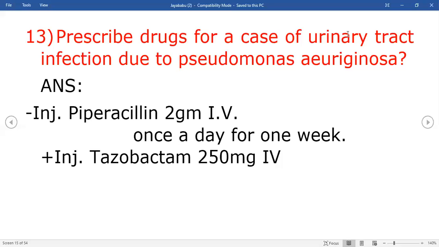Right. So now prescribe drugs for a case of urinary tract infection due to Pseudomonas aeruginosa. So the answer is injection Piperacillin 2 grams IV once a day for 1 week, plus injection Tazobactam 250 mg IV. So take down: prescribe drugs for a case of urinary tract infection due to Pseudomonas aeruginosa. Injection Piperacillin 2 grams IV once a day for 1 week, plus injection Tazobactam 250 mg IV.